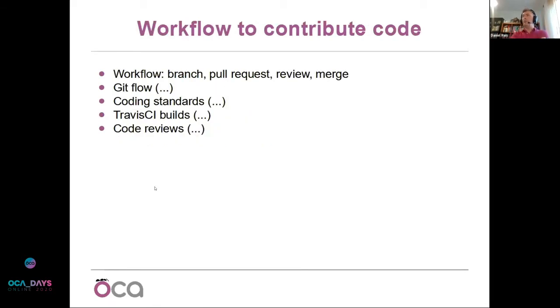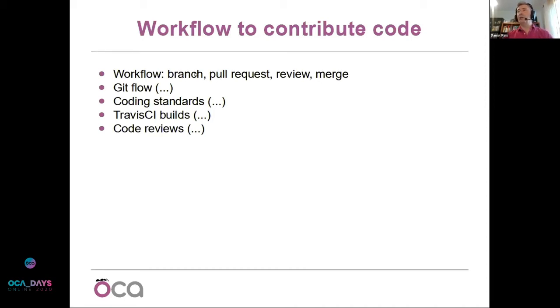So, workflow to contribute code. This is the high level view of the important topics. I'll go into each of these in the next slides. So on the workflow, what you need to do is first get a fork of the repo, and then you'll need to create a feature branch.